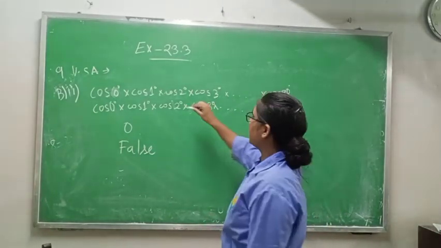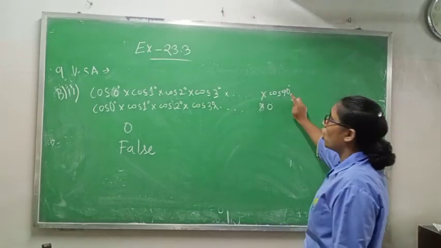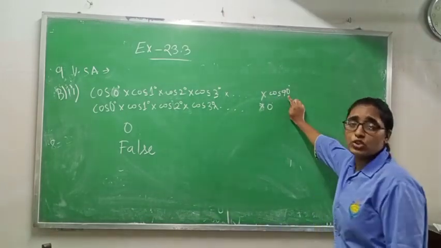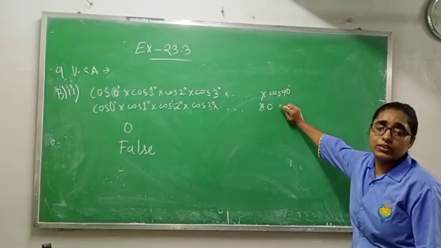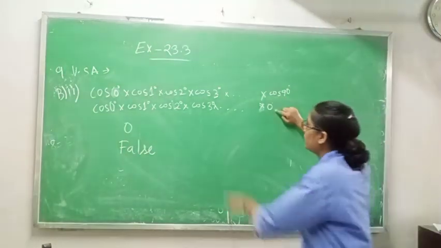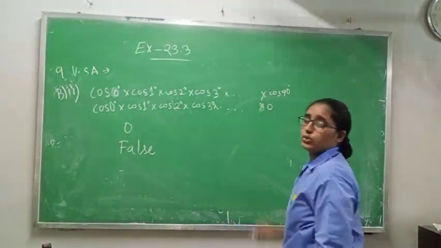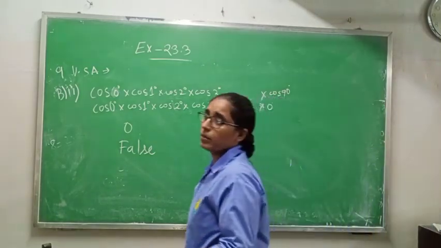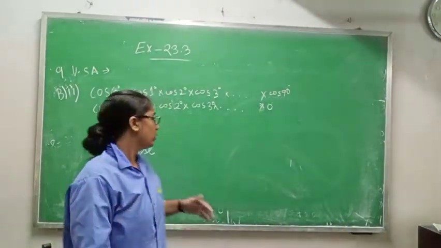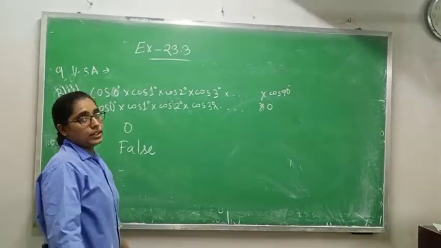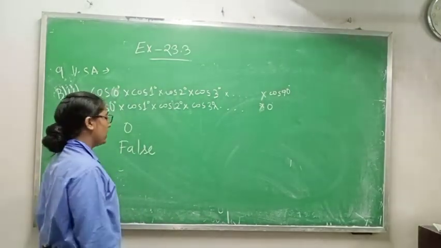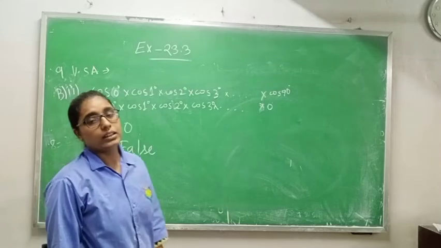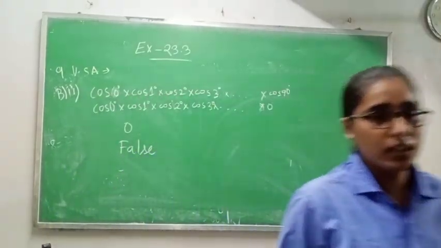Okay. So I have written this one. Now what is the value of cos 90 degree? Go to the chart and you can see cos 90 degree value is 0. Means 0 multiplied with all will give you 0 only, because you know that whenever 0 is multiplied with any number you will get only 0. So you are getting 0. But they are saying that it is 1. No. That is why the answer will be false.